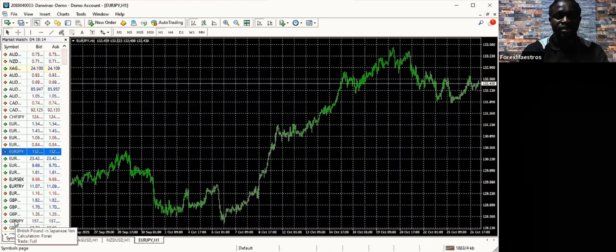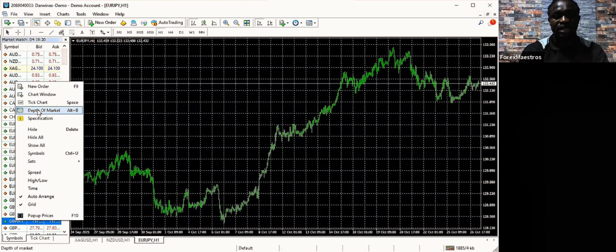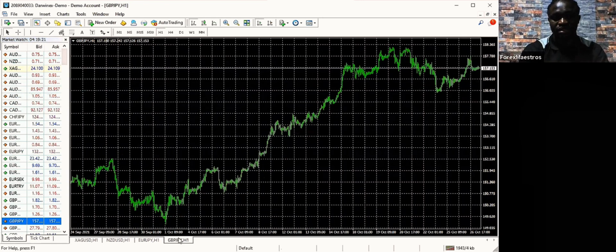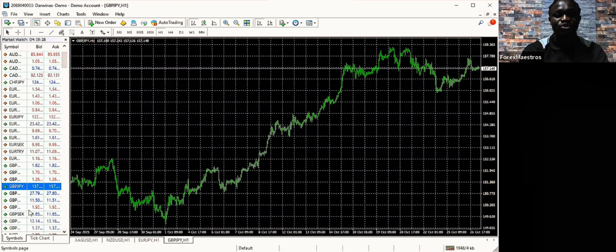I want another one. I want GBP/JPY. What do I do? I go to the asset, right click on it and then click on chart window. Look at it here under my chart. So you can open as many as you want.